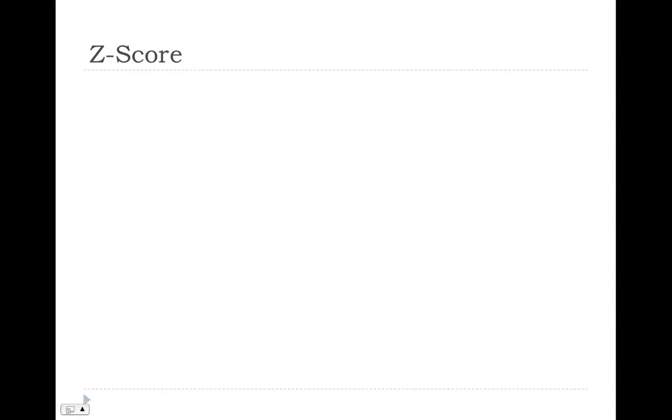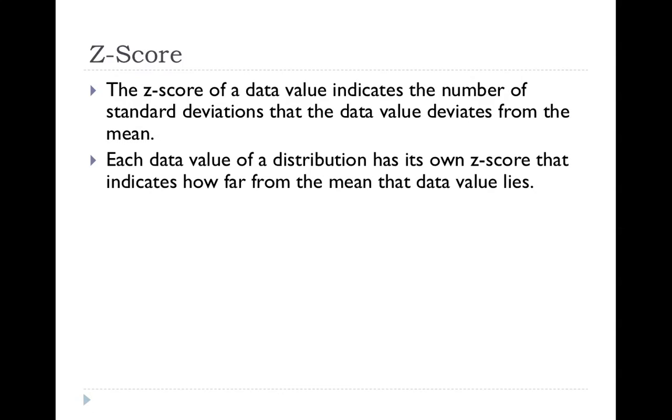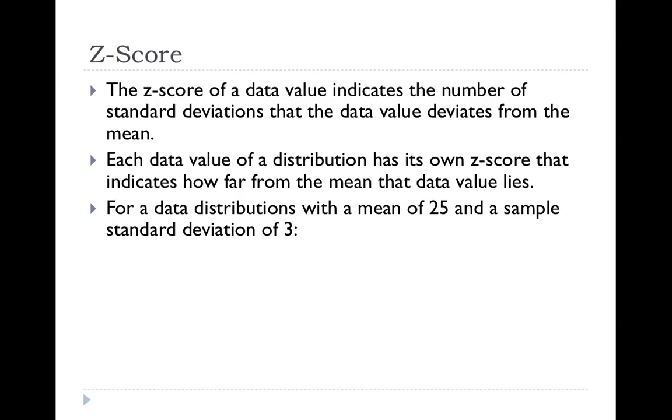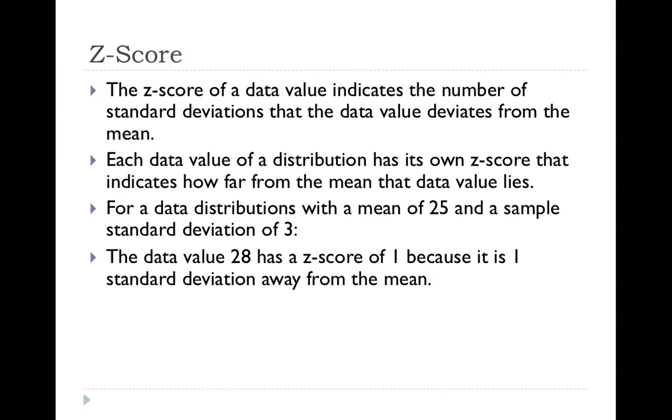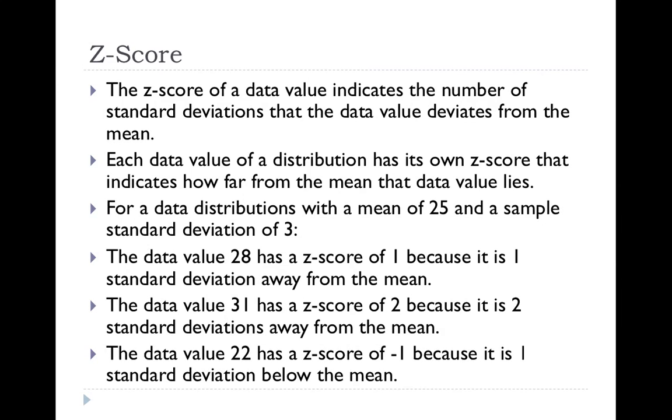So that's where we come up with the concept of z-scores. A z-score of a data value indicates the number of standard deviations that the data value deviates from the mean. Each data value of a distribution has its own z-score that indicates how far from the mean the data value lies. For a data distribution with a mean of 25 and a sample standard deviation of 3, the data value 28 has a z-score of 1 because it is one standard deviation away from the mean. A data value of 31 has a z-score of 2 because it is 2 standard deviations away from the mean. A data value of 22 has a z-score of -1 because it's 1 standard deviation below the mean. So you can have z-scores that are positive and z-scores that are negative.